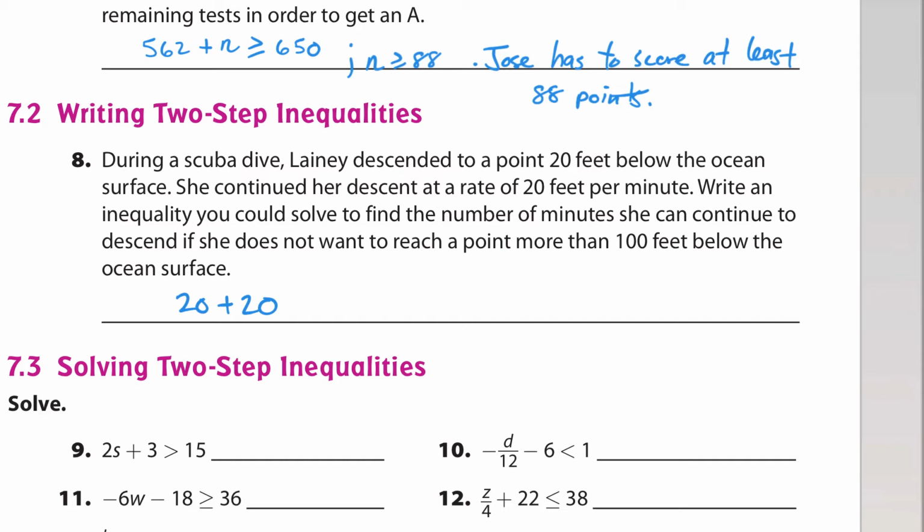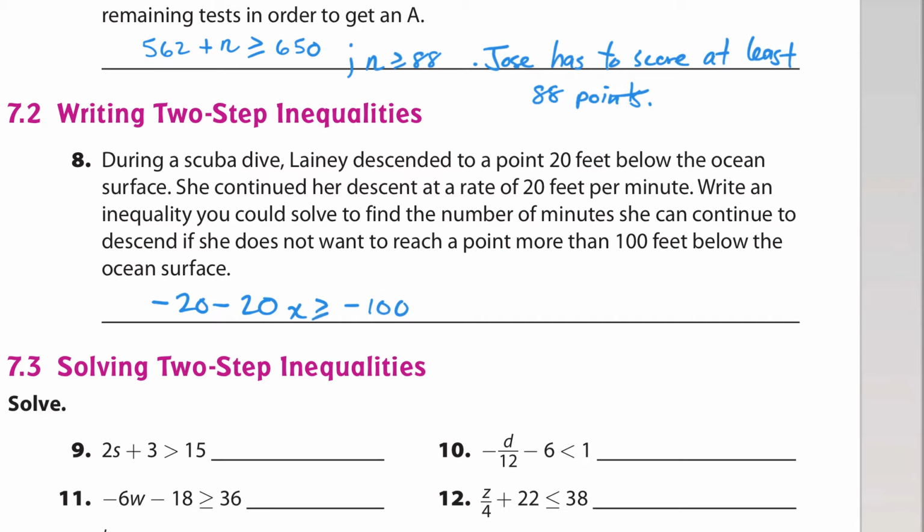So I would probably write x, right? That's the number of minutes. And actually, if she's 20 feet below the ocean, it would be this. And if she descends, she's going to go down, not go up. So this needs to be a minus right here too. And that needs to be less than, she wants below the ocean surface. So she wants to go further below 100 feet below. So 100 feet below would be negative 100. And she wants this to be greater than.